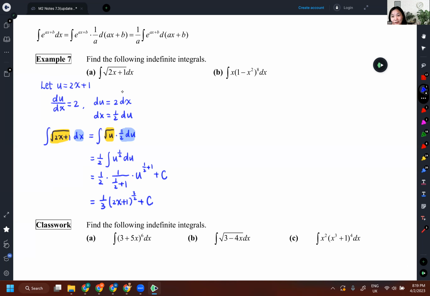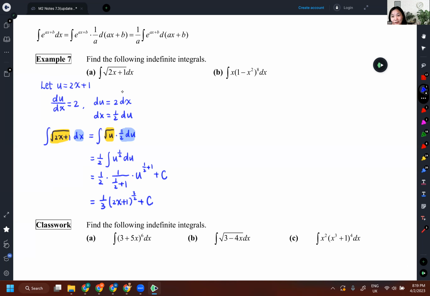For part B, I will have another substitution. You will see. I will let u be 1 minus x squared. So that you can see that I can change this to u to the power 8 instead of 1 minus x squared to the power 8. However, I still have x and dx, the two parts. Those are difficult to change to u, but somehow I will do so. Now look carefully.